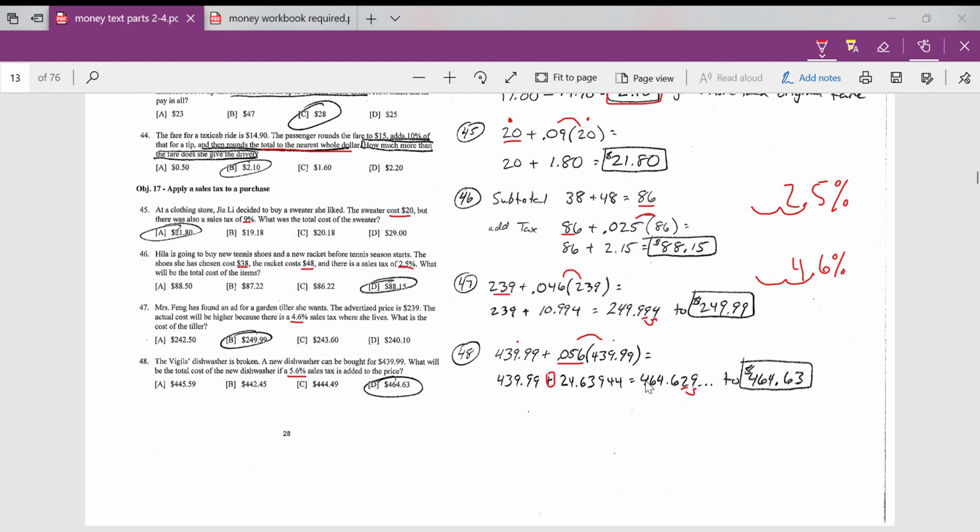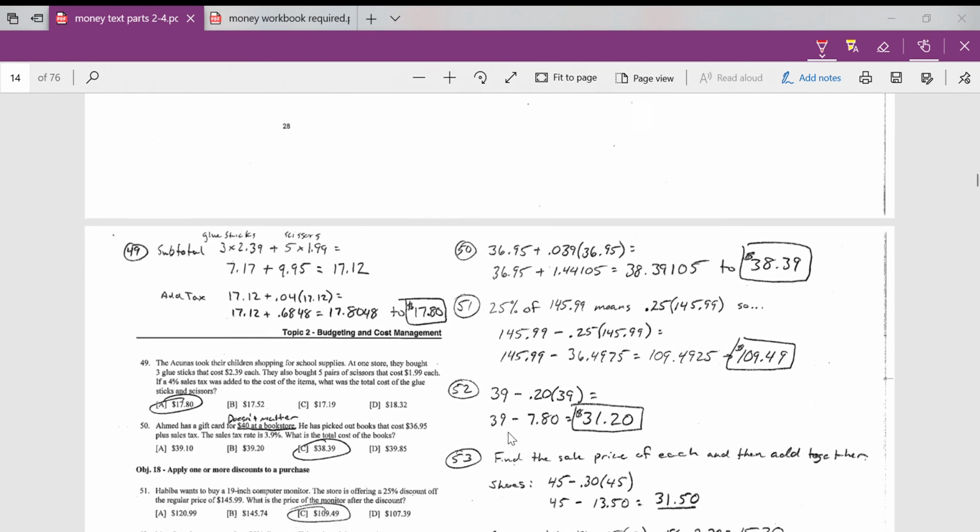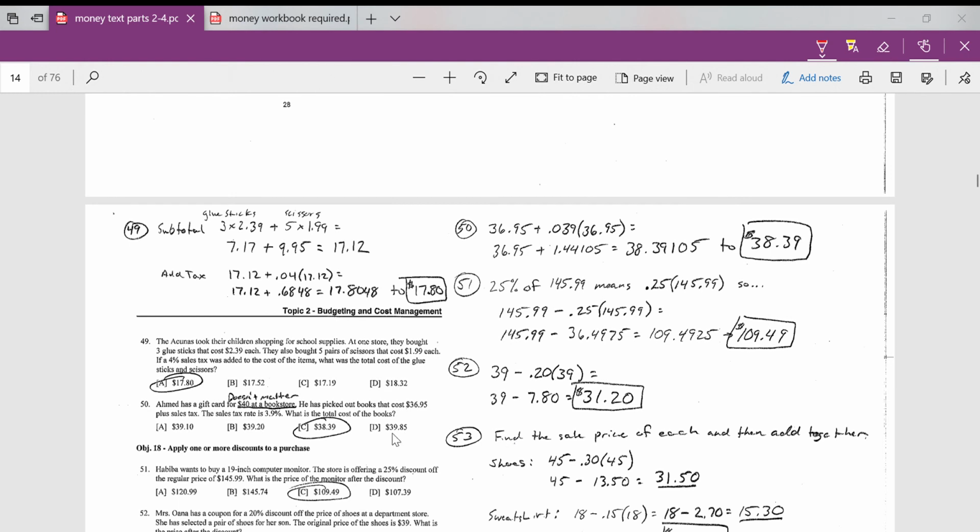Okay. So because that's a 9, this has to bump up to 63. So the answer is $464.63. Okay. I've got 2 more problems, and then we'll be done.